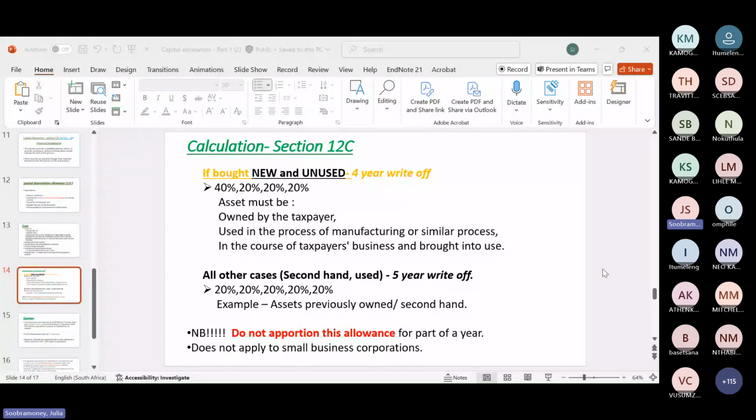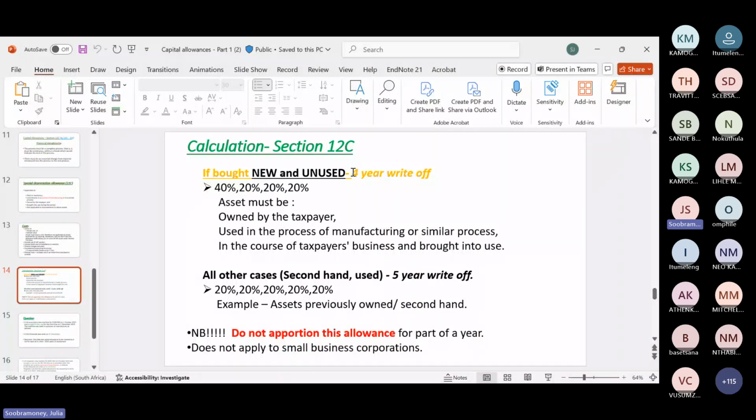Because it's secondhand. Okay, so let's go back to the slide. So the person that said 4 years, you're correct, and yes, 4 and unused. Okay, so what does it say here? New and unused. So what does that mean? If I buy an asset, a machine, from someone that has never used it, it's still classified as new. Therefore, I can claim the 4-year write-off period, 40/20.